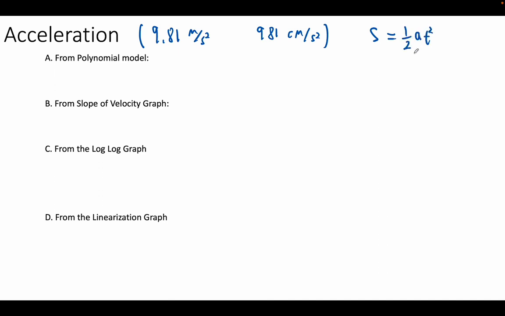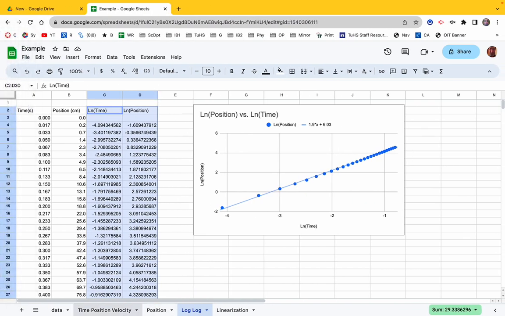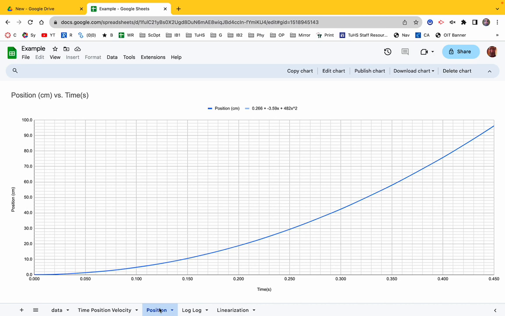at squared. So whatever the coefficient is for the t squared is going to be half of a. So let's just take a look at that. Let's look at the position graph here. Well, there it is.